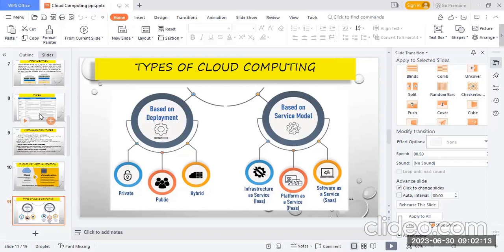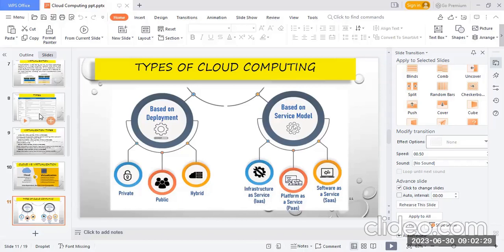So let us consider an example for private cloud computing. Suppose you are the owner of a flat or a bungalow, you are the only person who has the keys or access to that flat. So that comes under the category of private cloud computing.